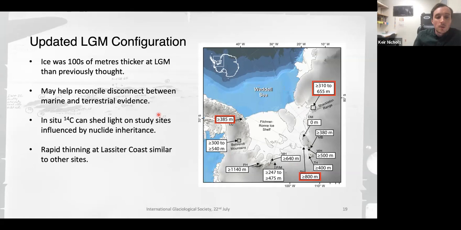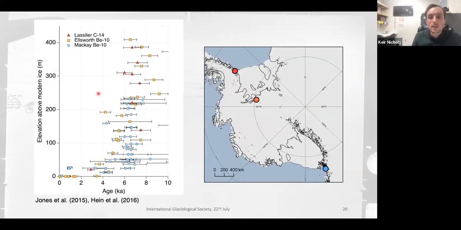And we think we've shown that in situ carbon-14 can shed light on study sites influenced by nuclide inheritance. That's what it's called when you have beryllium-10 from older periods of exposure. And I'll just quickly show how the rapid thinning in the Alaska coast ages is similar to some other study sites in Antarctica. On the left, you can see the same carbon-14 ages in red, and then the Ellsworth Mountains here, we've got beryllium-10 ages in orange.